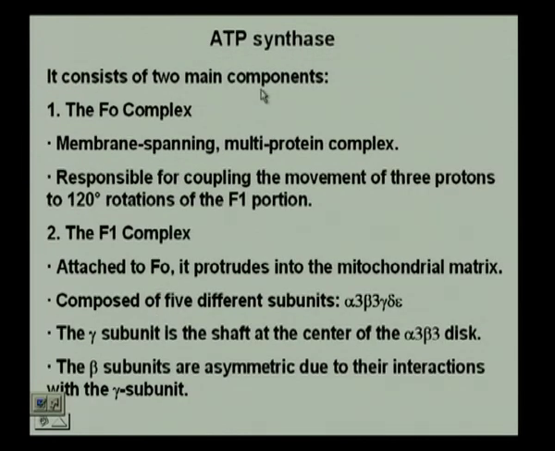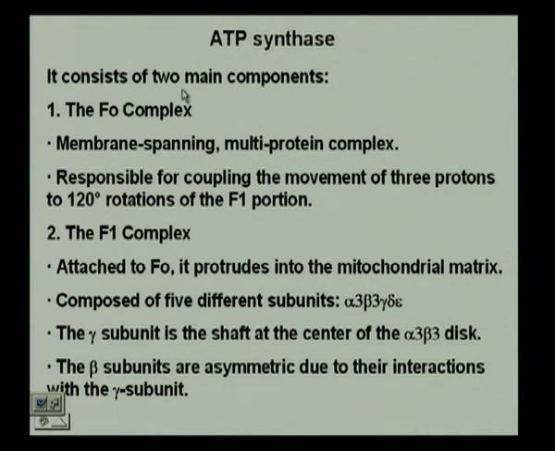Now, the protein itself is composed of two main components. You have the F0 complex, that is a membrane spanning multi-protein complex. It is responsible for coupling the movement of 3 protons to 120-degree rotations of the F1 portion. We will see exactly what that means in a moment.